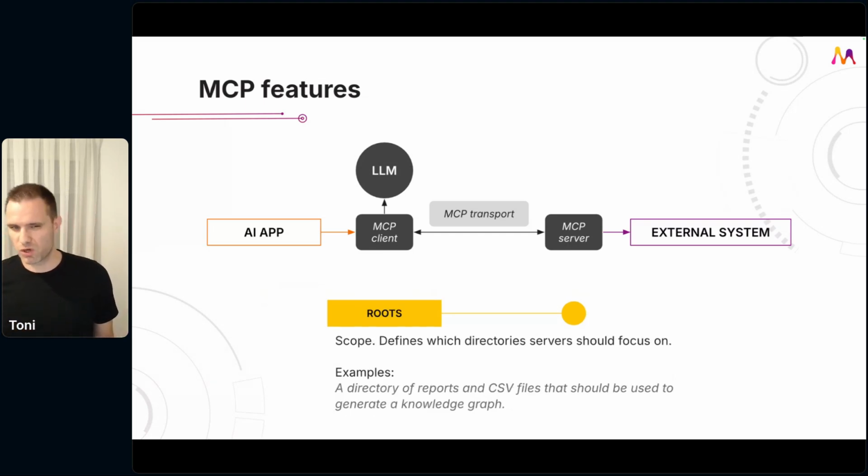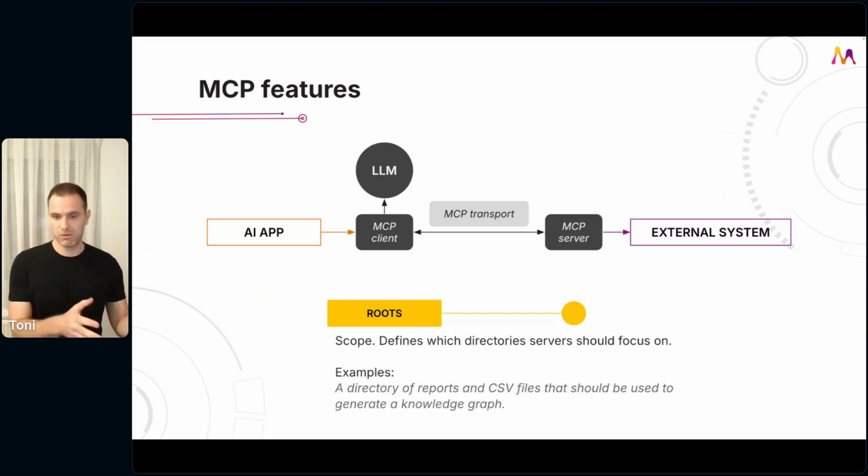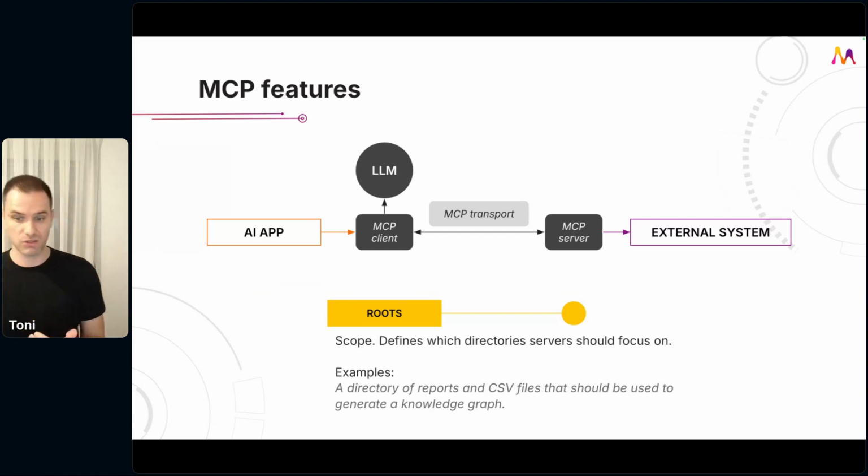And the last one is roots. It's pretty much scopes, where the client defines, hey, this is the directory that you should focus on. It's mostly used in code editors where your project is a root, and all the actions, all the tools, all the agentic workflow is done within that root. In terms of Memgraph, it could be, for example, a directory of reports or CSV files or any data source that should be used to generate a knowledge graph. So it's pretty much defining those different scopes.